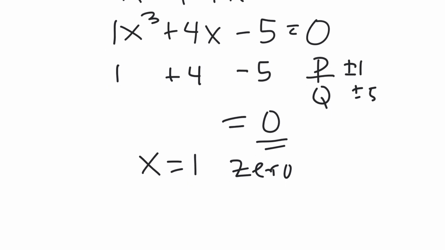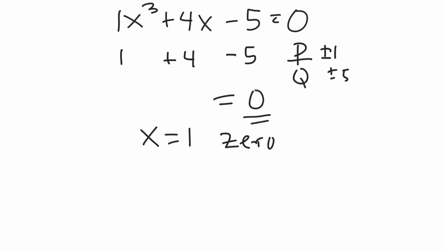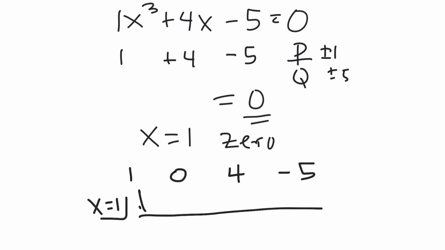So in this problem, we're missing the x squared term, so we're going to have 1 for the x cubed, 0 for the x squared, 4 for the x, minus 5 for the constant, and we're going to use x equals 1 and do synthetic division with this. So bring the first term down, which is 1, and then we multiply 1 times 1, which is 1, and then we add 0 plus 1, that's 1.